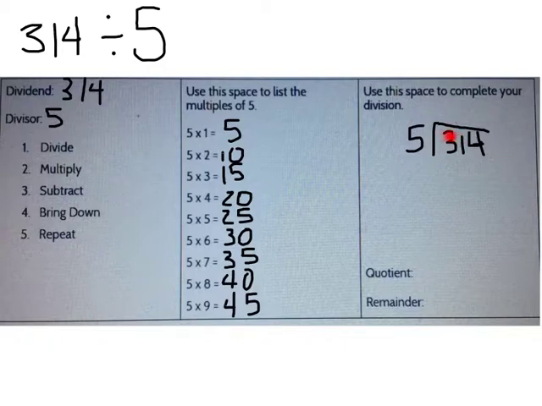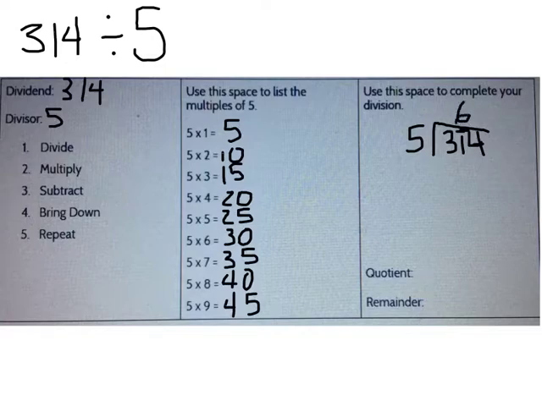Can I take a group of 5 tens out of 31 tens? Yes, I can start dividing in the tens place. Draw a line above the 1 to show that's where we're going to start dividing. The first step to long division is to divide. I need to figure out how many groups of 5 tens I can take out of 31 tens. What's 31 divided by 5? Count by 5 to 31 without going over.